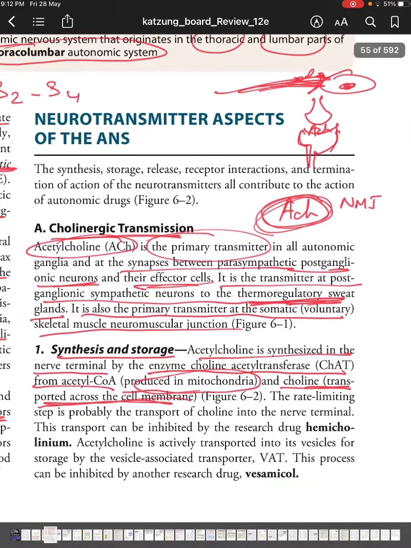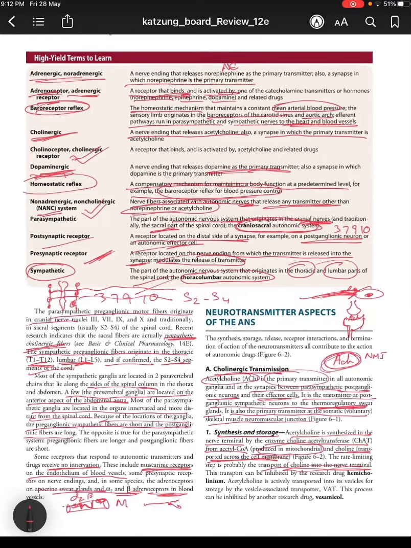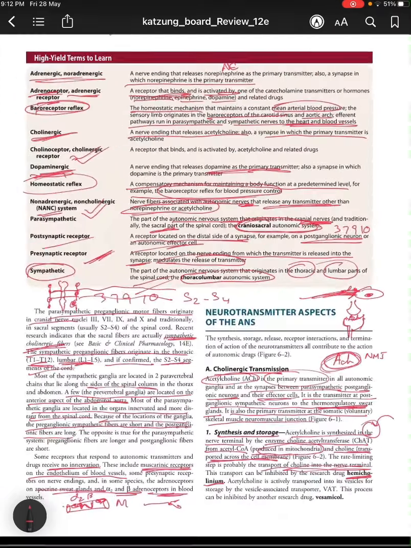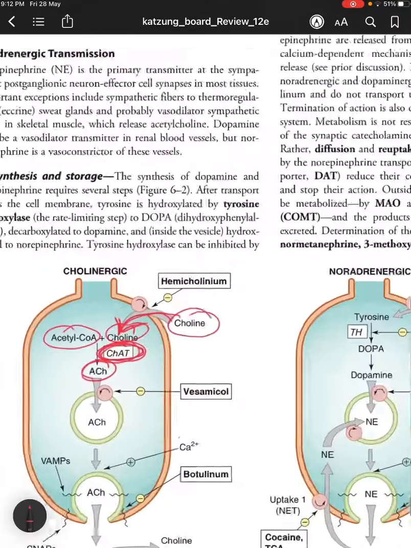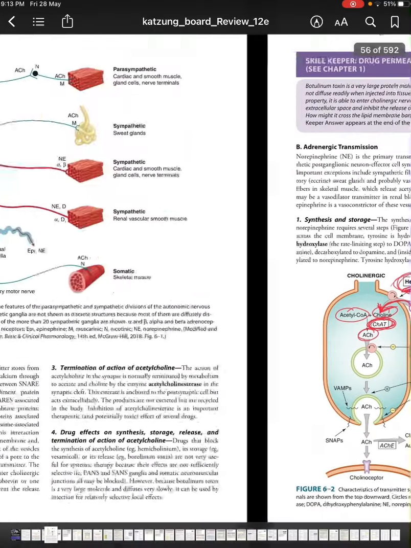Now the rate limiting step is probably the transport of choline into the nerve terminal. Because choline is coming from outside and transported into the cell, that is the rate limiting step, and this transport can be inhibited by the research drug hemicholinium. So as you can see here, hemicholinium can block this regulatory step. Hemicholinium is blocking the entry of choline into the nerve cell.